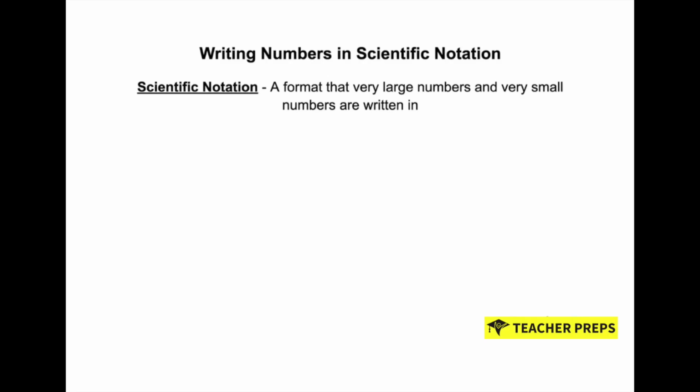Today, we're going to talk about writing numbers in scientific notation. Scientific notation is a format that very large numbers, such as the distance from the Earth to the Sun, and very small numbers, such as the size of an atom, are written in. This allows us to easily read those very large or very small numbers, as well as perform operations with them.